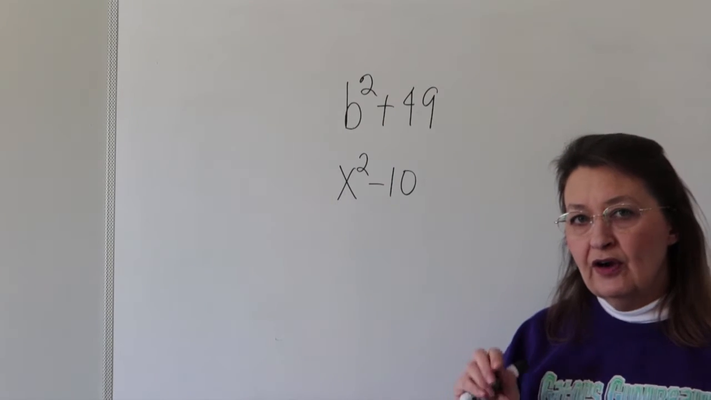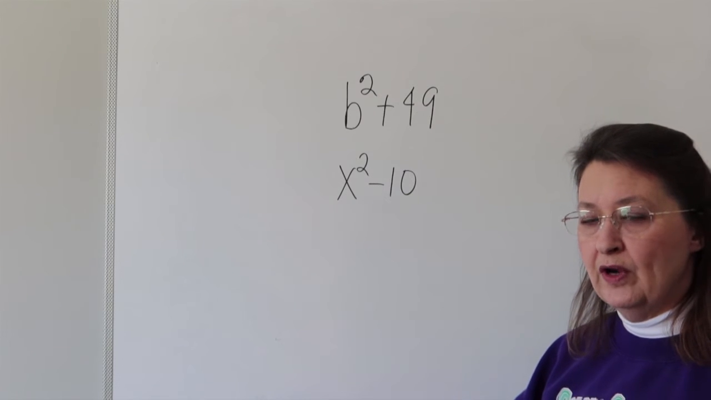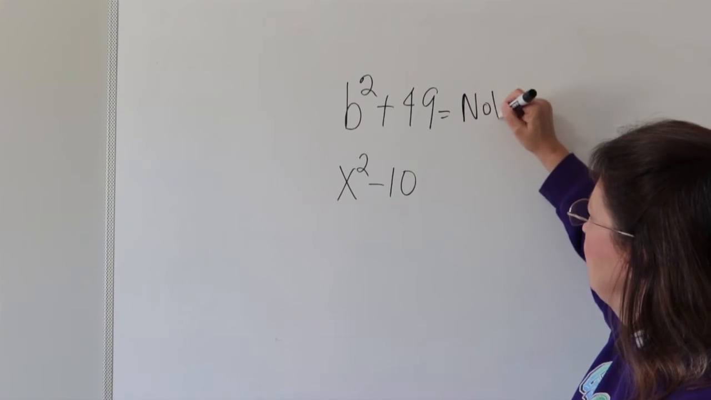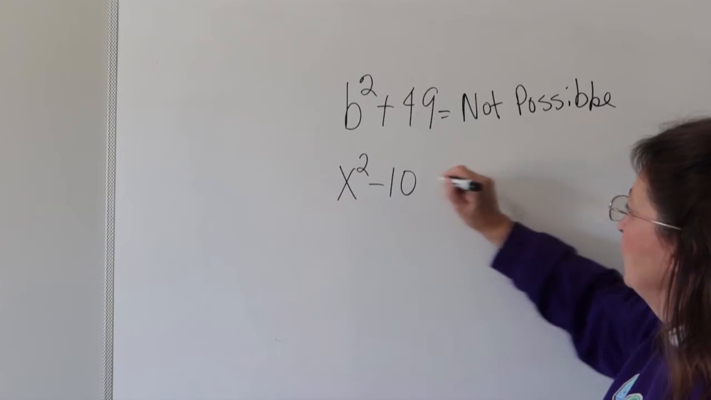You cannot factor a binomial that has a plus sign in the middle with the difference of two squares formula. It has to be a minus. So you could just put not possible on this one.